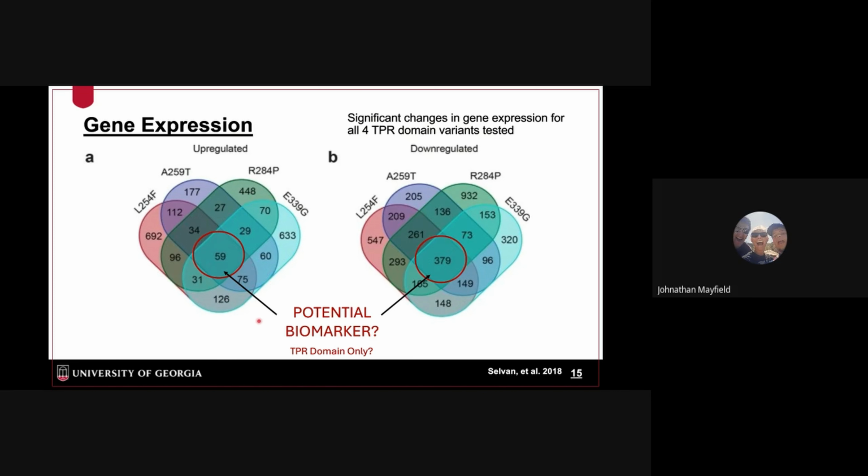But this could provide us with a common link between these two subsets of patients, what Johnathan was talking about, patients with variants in the catalytic domain compared to patients with variants in the TPR domain. Or it could provide us with domain-specific biomarkers. So it's definitely a work in progress there.